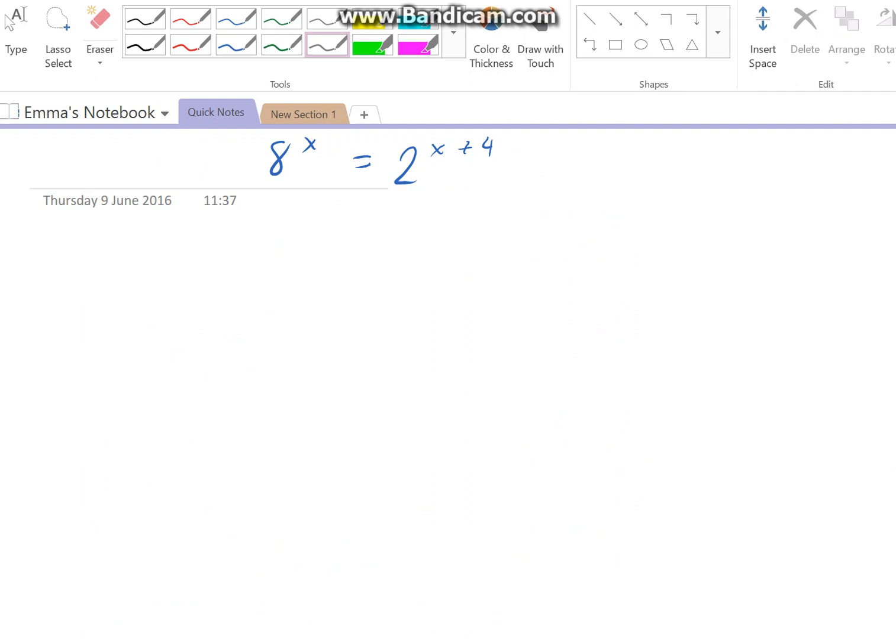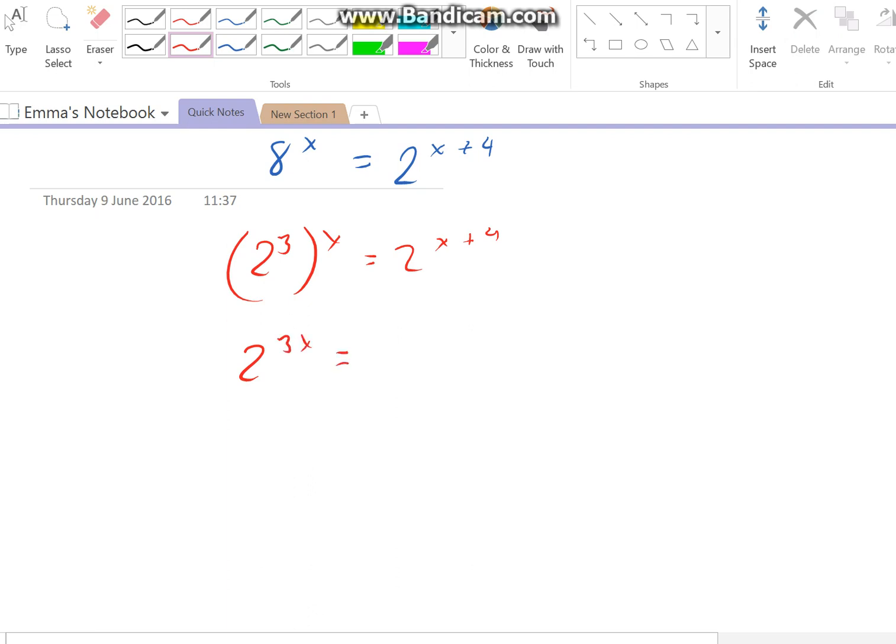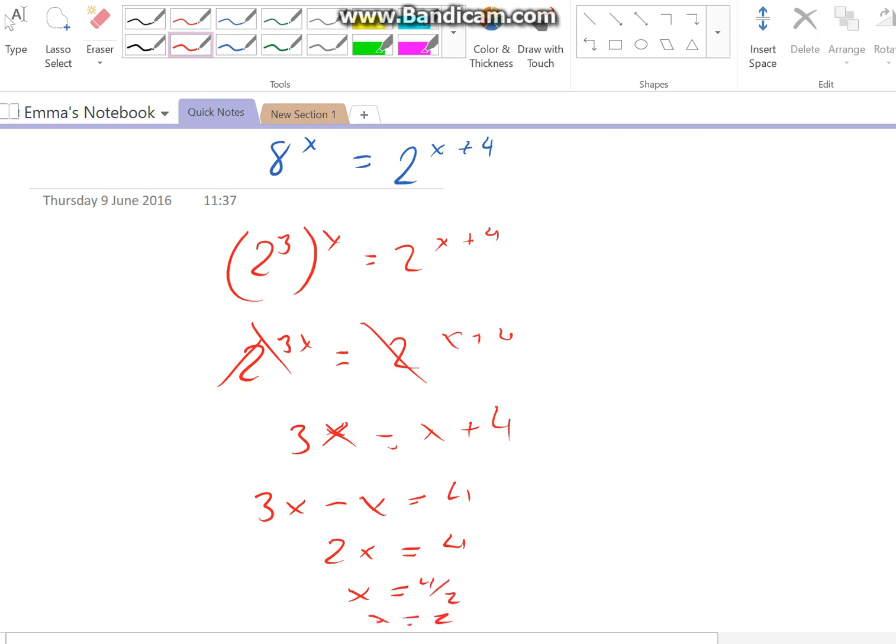Indices: get your bases to the same power, so 2 to the power 3 is going to be that. Then you're going to open up your log tables, you're going to look at your rules. You'll see a rule like this and it multiplies them too, so it's 2 to the 3x equals 2 to the x plus 4. Once your bases are the same, they cancel, so you have 3x equals x plus 4. 3x minus x equals 4, so 2x equals 4, x equals 4 over 2, x equals 2. Really easy.